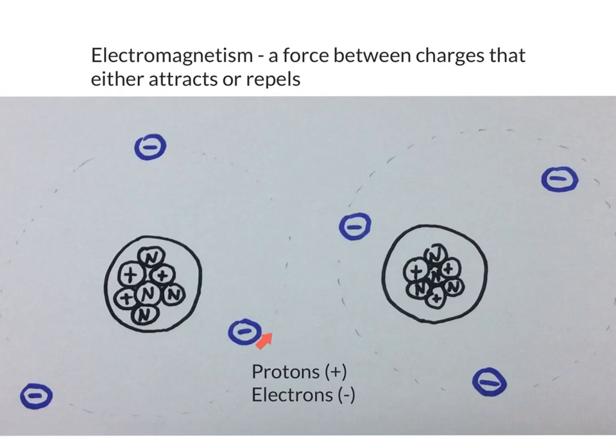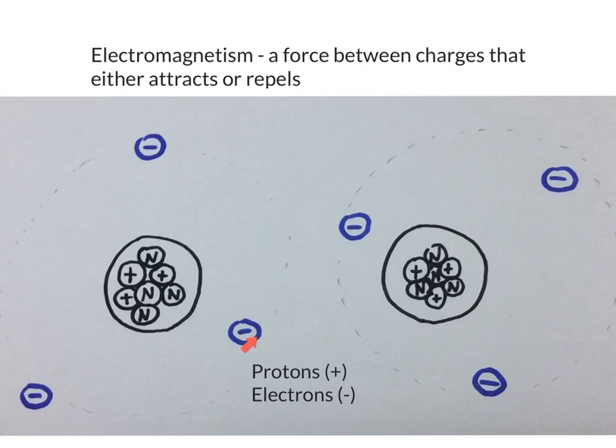Now, it's a lot more complicated than that. But essentially, what it comes down to is an electromagnetic force is either a push or a pull between charges. Charges that are opposite each other, like these two, negative charge and positive charge, are attracted to each other. Or they're pushed apart because they're like charges, like these two.